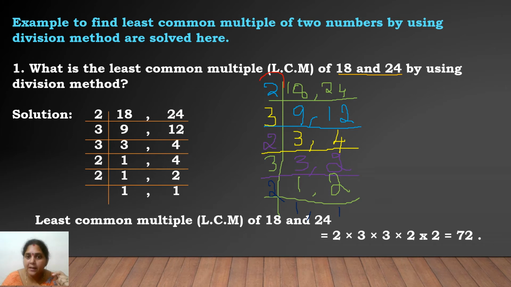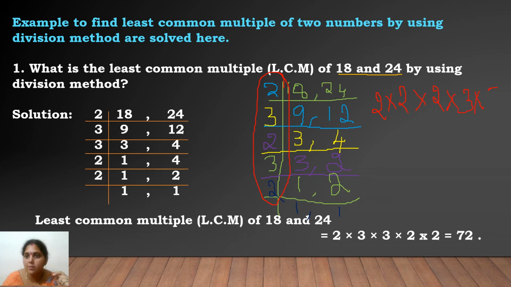Now, for getting LCM, we have to multiply all the prime numbers we have taken. So, what are the prime numbers we got here? 2 into, how many 2's are there? 3 2's are there. So, we'll write together all the 2's and next we'll write the 3 together.